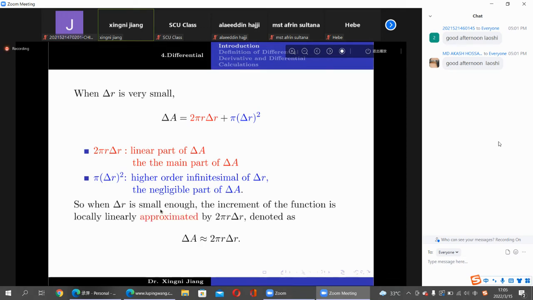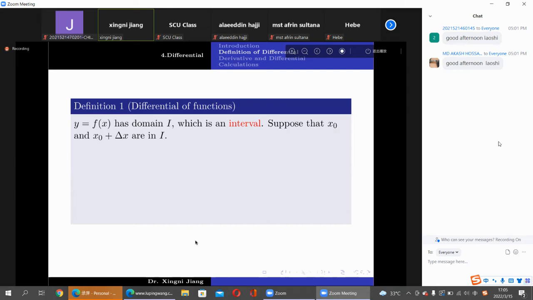So when delta r is small enough, the increment of the function is locally linearly approximated by 2 pi r delta r, because I said that when delta r goes to 0, this part will vanish very fast in the total increment. Okay, so we said we can use the main part to approximate the increment of A. Now we have the definition of the differential of functions.